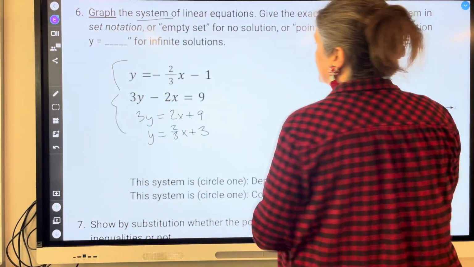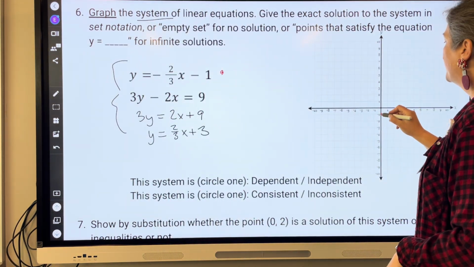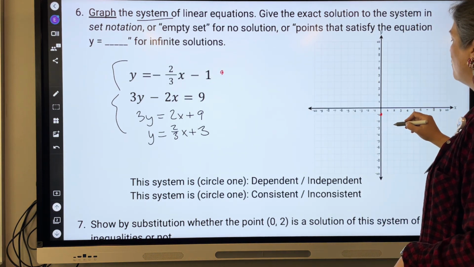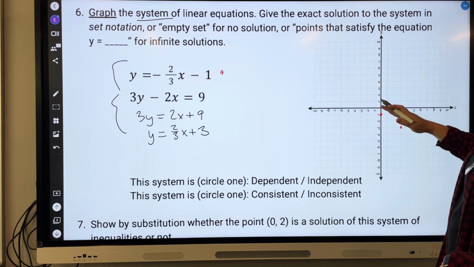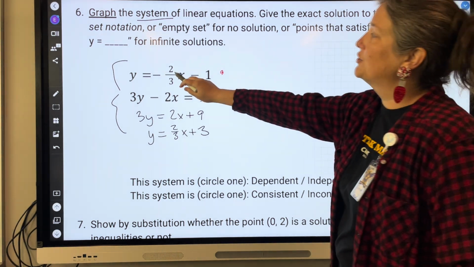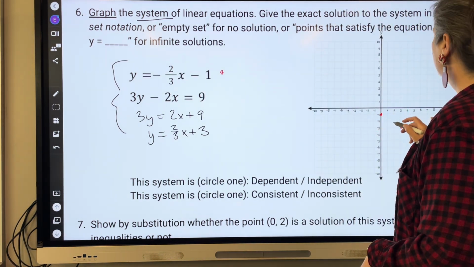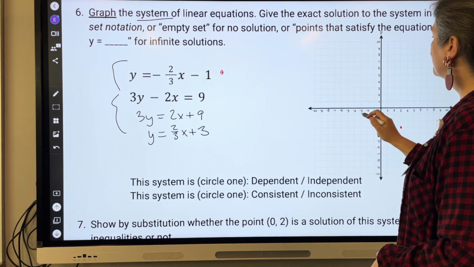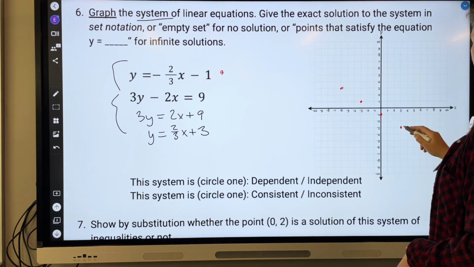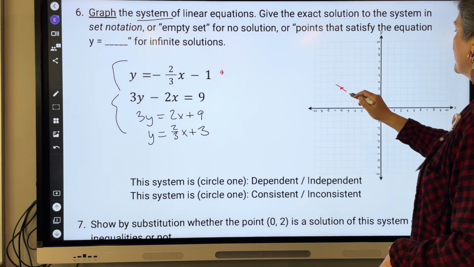So the first line I'll do in red has a y-intercept of -1. When x is 0, y is -1. And then I'm going to go down 2 and over 3. And that should be a shallow, less than 45-degree decreasing line, because the fractional slope here that's less than 1 means it's going to be shallow. So this is just a line. To back it up, I'm going to go left 3 and up 2. Here I'm going to go down 2 and over 3. All right. This is my first line.